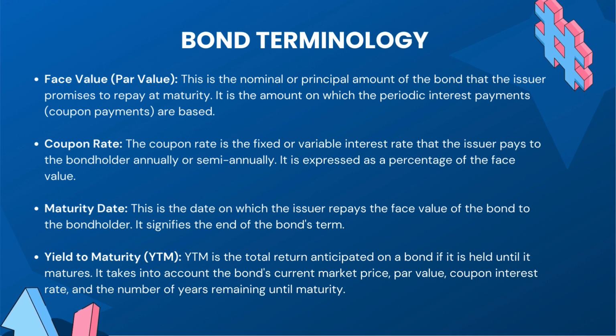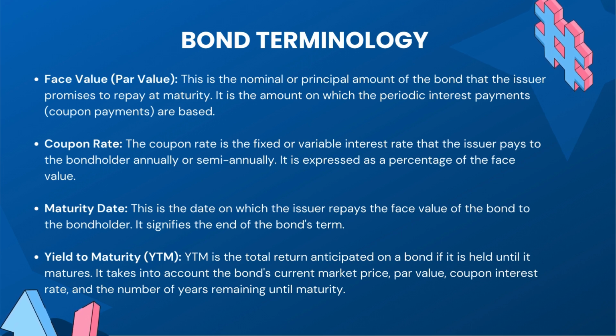Face value, par value. This is the nominal or principal amount of the bond that the issuer promises to repay at maturity. It is the amount on which the periodic interest payments, coupon payments, are based. Coupon rate. The coupon rate is the fixed or variable interest rate that the issuer pays to the bondholder annually or semi-annually. It is expressed as a percentage of the face value. Maturity date. This is the date on which the issuer repays the face value of the bond to the bondholder. It signifies the end of the bond's term.